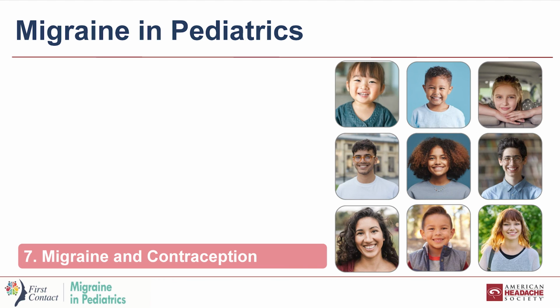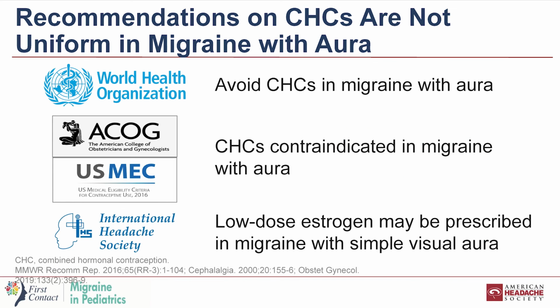The last part of our talk, we're going to pause just to address kind of a common concern that comes up when you're talking about treating our patient population in pediatrics, namely adolescents, and that's going to be the use of hormones and contraception in patients who have migraine disease. The recommendations on the use of combined hormonal contraceptives are not actually uniform. The main point here is that we know that patients who have migraine with aura have an increased risk of stroke compared to the general population.